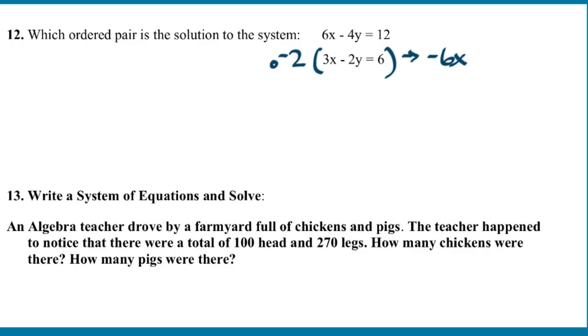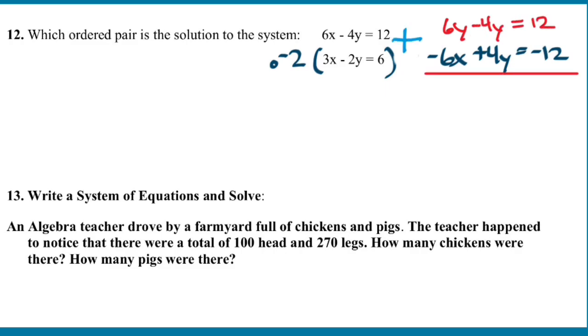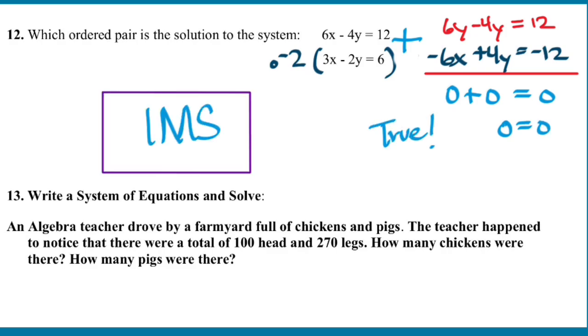Number 12 asks us to see what the solution would be here. In this scenario, we're going to eliminate the x value. So I multiply the second equation by negative 2 and add it to the first equation. And I find out that this will actually be infinitely many solutions because it's a true statement, and there's not one solution.